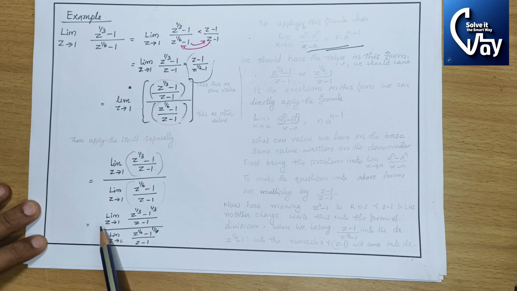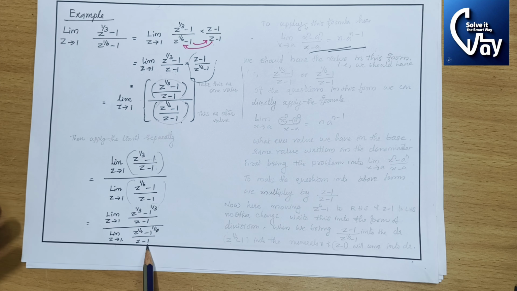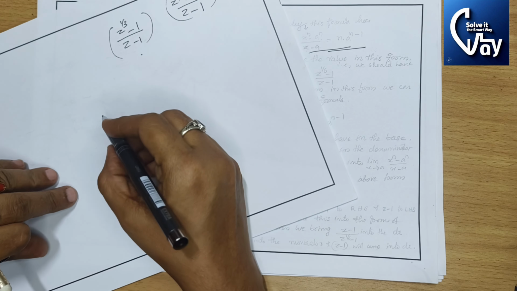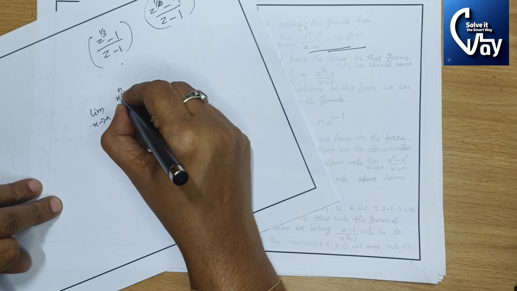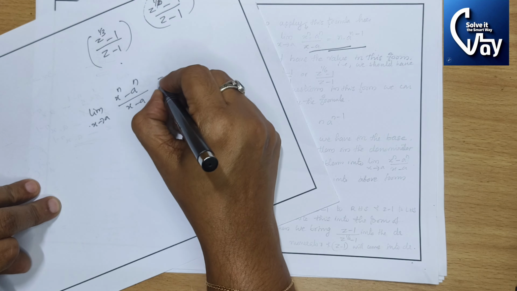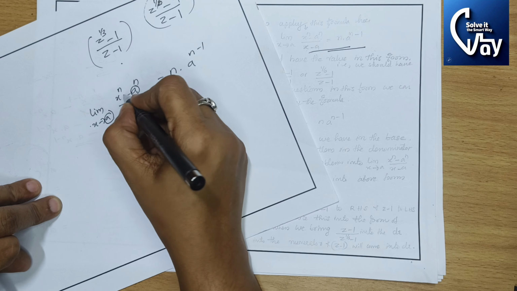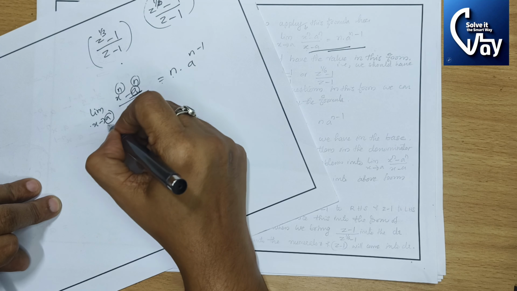Is it clear? Then what is the numerator here? Limit z approaching to 1, (z raised to 1/3 minus 1 raised to 1/3) by (z minus 1). The denominator is limit z approaching to 1, (z raised to 1/6 minus 1 raised to 1/6) by (z minus 1). Is it clear? What is our theorem? Limit x approaching to a, (x raised to n minus a raised to n) by (x minus a) is equal to n a raised to n minus 1.